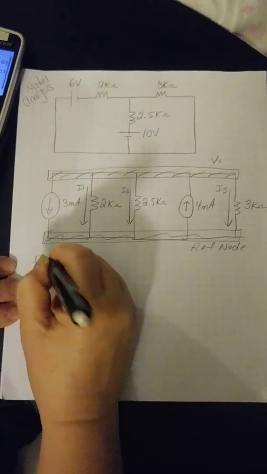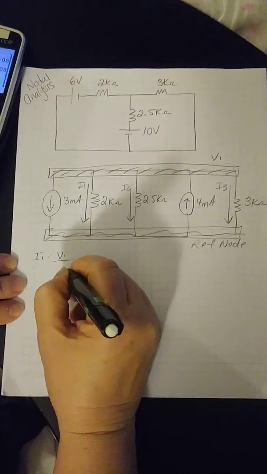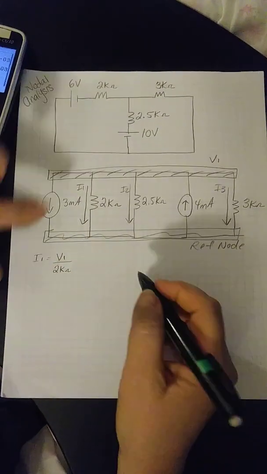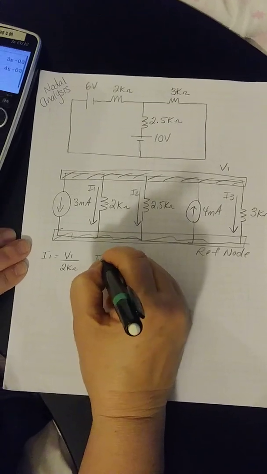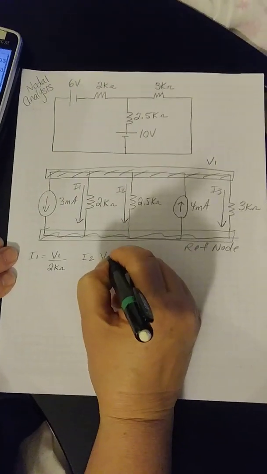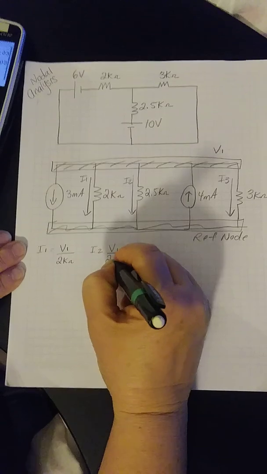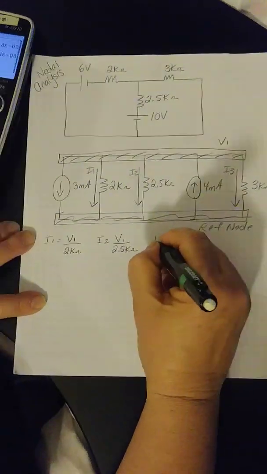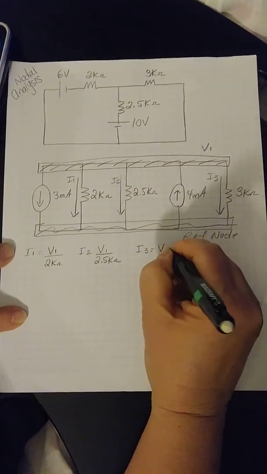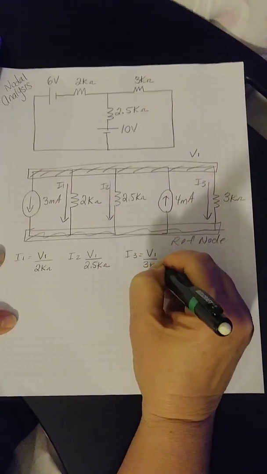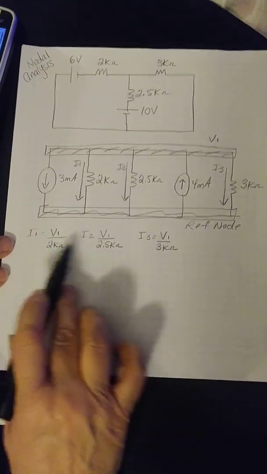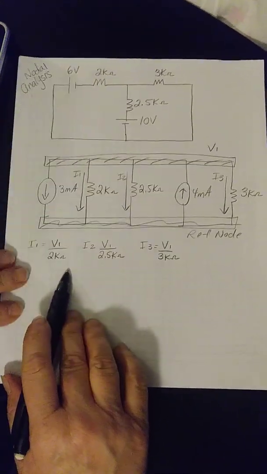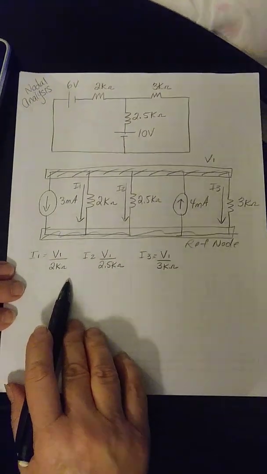We're going to define I1 as V1 divided by 2K ohms. That's defining this one. And we're going to define I2, which is V1 divided by 2.5K ohms. The last one we're going to define is I3, and it's going to be V1 divided by 3K ohms. Now that we've defined our three currents, we write our equations. What is leaving this node equals what is entering this node.